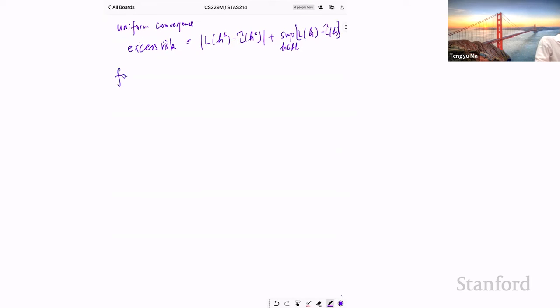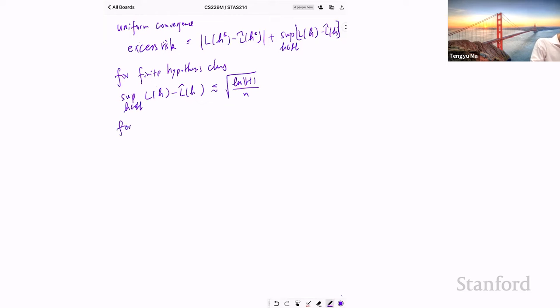For example, we have shown that for a finite hypothesis class, L(H-hat) minus L(H*) is bounded. We have shown this technically, but it can be turned into an excess risk bound. It is less than square root of ln|H| over n, roughly speaking, if you ignore other log factors, and you can take the sup over H in capital H.